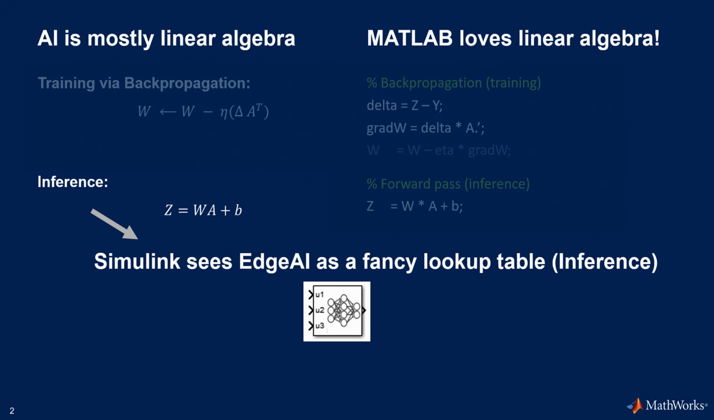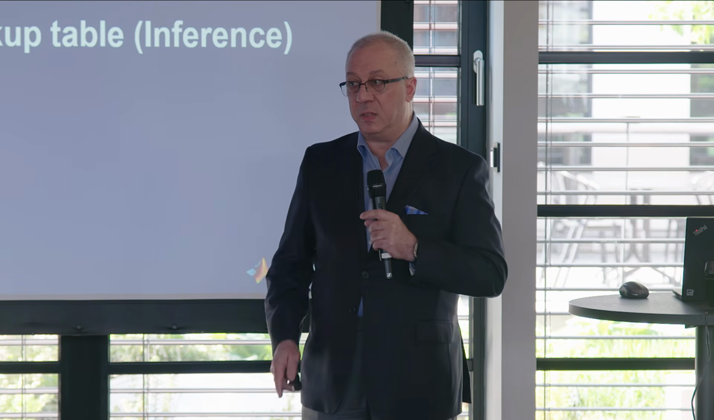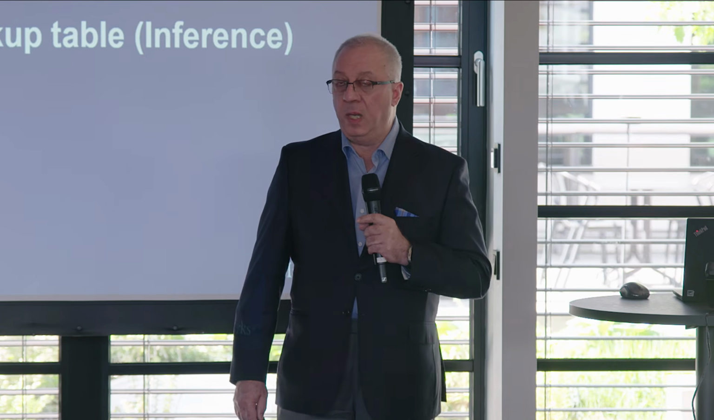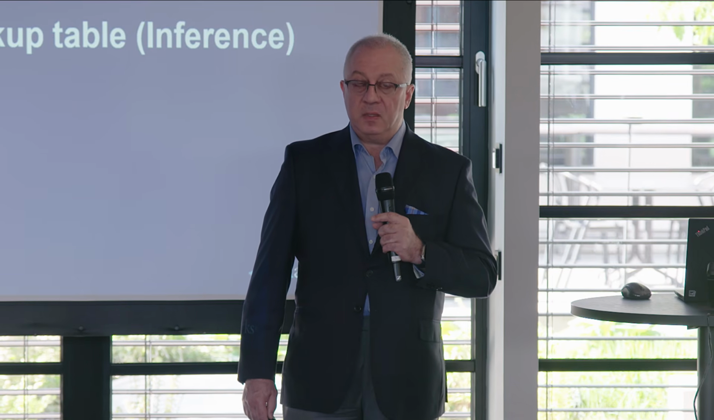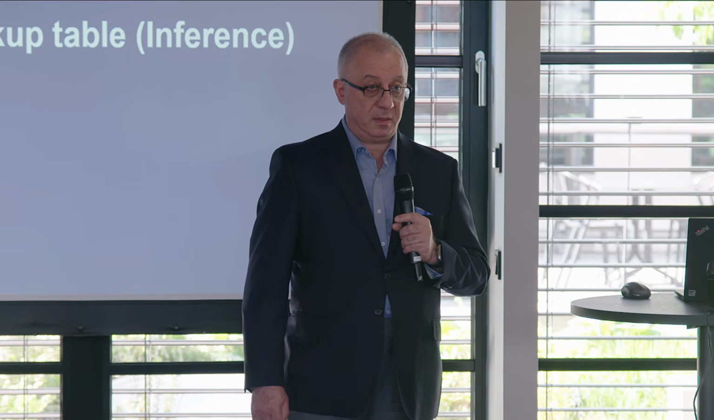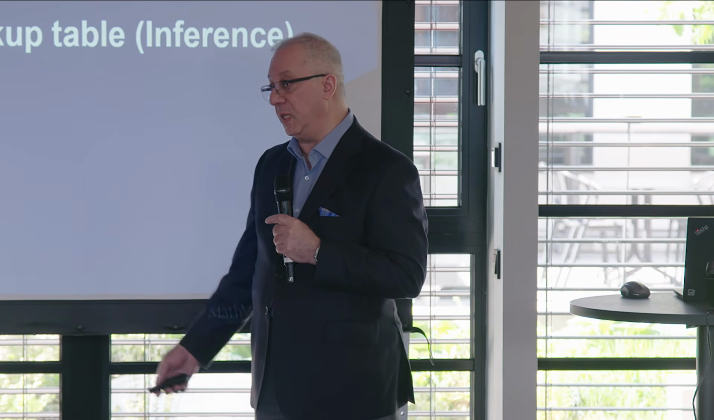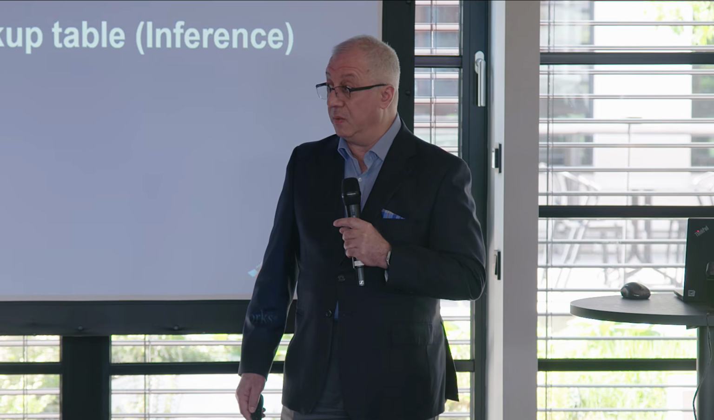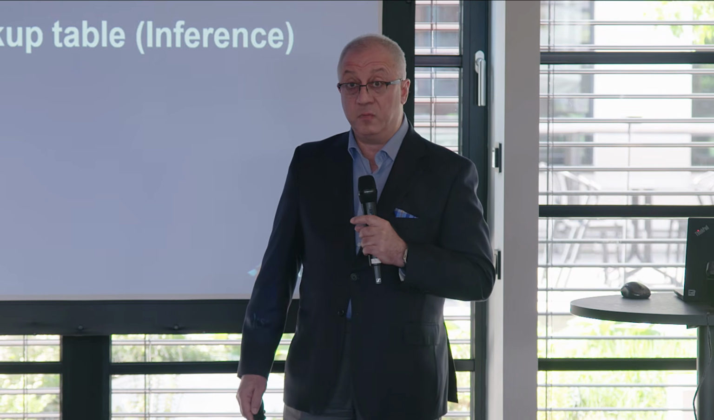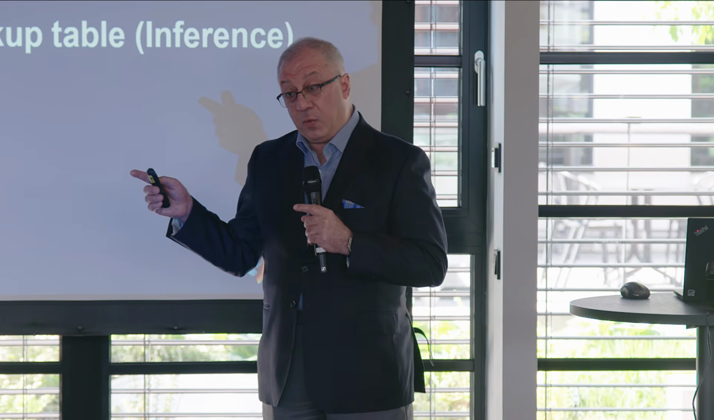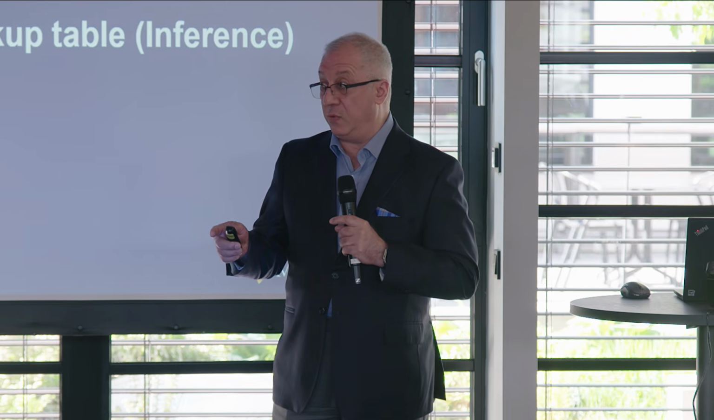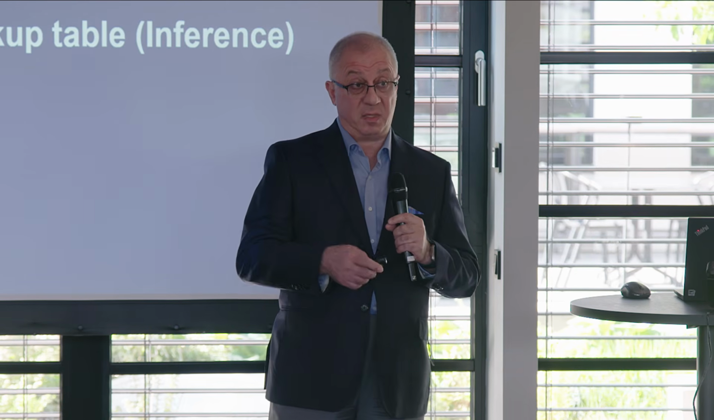Now, I say Simulink sees edge AI as a fancy lookup table, and some colleagues think that I'm trying to be humorous. It actually has a mathematical pedigree to it. Some of you may know there are 3 basic universal function approximators in mathematics. You have interpolating lookup tables. You have interpolating Gaussian kernels. And you have neural networks, convolutional neural networks. Lookup tables suffer from the curse of dimensionality, so they have a limit on scaling up on the inference side.